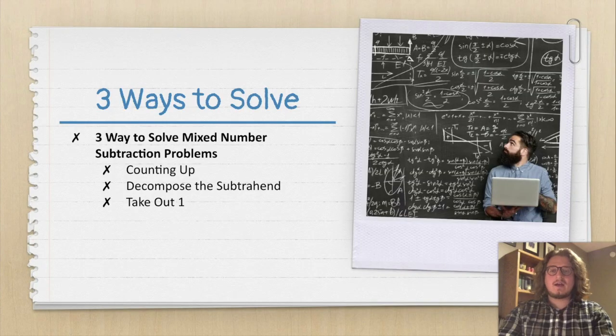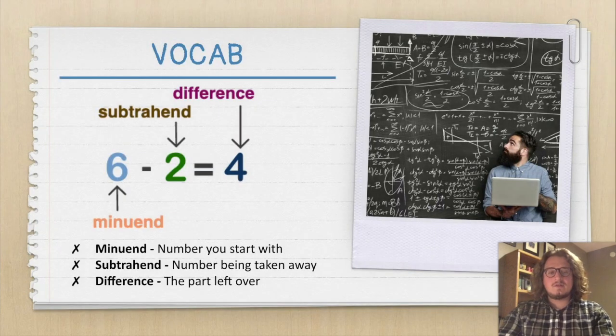Now that we've done our practice, we're going to go ahead and start learning about our 3 ways to solve mixed number subtraction problems. Our 3 ways to solve are counting up, decompose the subtrahend, and take out the 1. Before we do that though, let's review some important vocabulary for subtraction. And this works with subtraction for just regular whole numbers, for decimals, and for fractions.